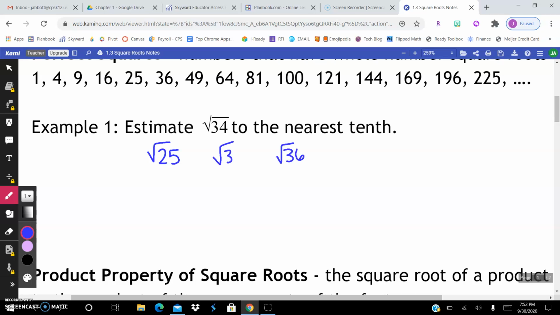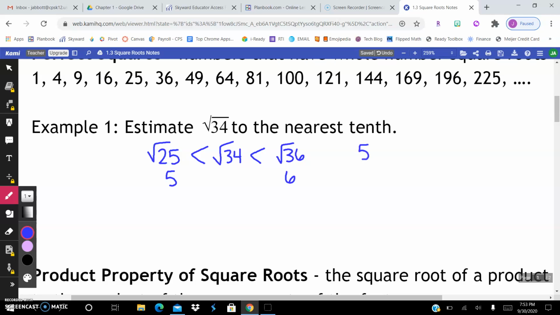So it's somewhere in here. And it's going to be bigger than the square root of 25, but it's going to be smaller than the square root of 36. Now it's closer to the square root of 36, and that would be 6, and the square root of 25 is 5. So we know that the square root of 34 is going to be 5 point something. So I'm going to guess and check. Since it's so close to that 36, it's probably got to be 5.8 or so, somewhere in there.